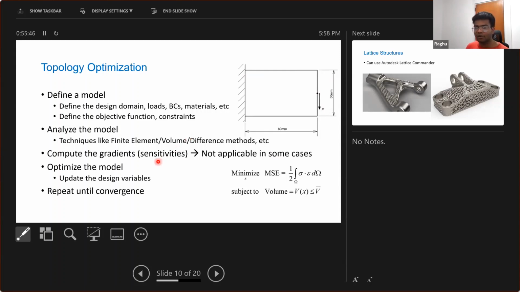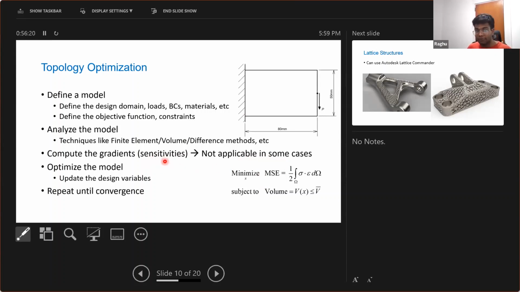Then we compute these things called sensitivities, which I said before. When we move the ball a bit to the left, the change in value of the function is called the sensitivity. Except that now there is not one ball, there are a million balls. So by moving all those balls, we try to compute the change in the values of the objective and constraint functions. So those are the gradients or the sensitivities. They are not applicable in some other algorithms like genetic algorithms. They are gradient free methods.